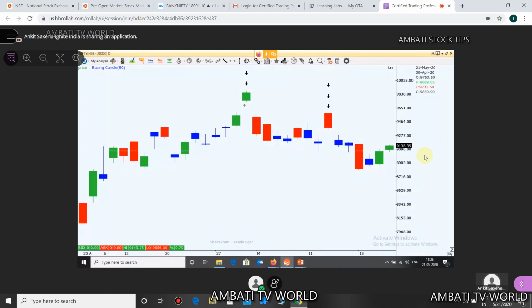What does the blue candle indicate? As of now, just ignore these blue candles. Let me just remove them. I've mistakenly activated an indicator here. Just ignore this. I'll come to that as well.